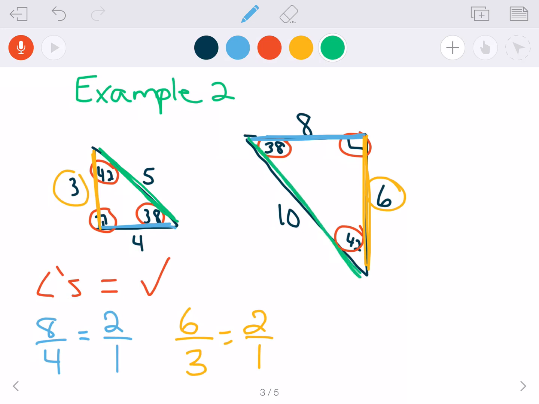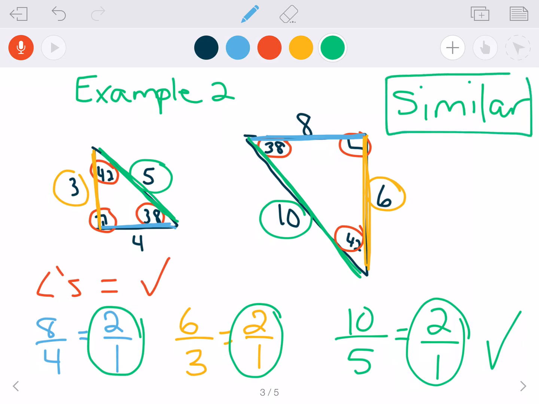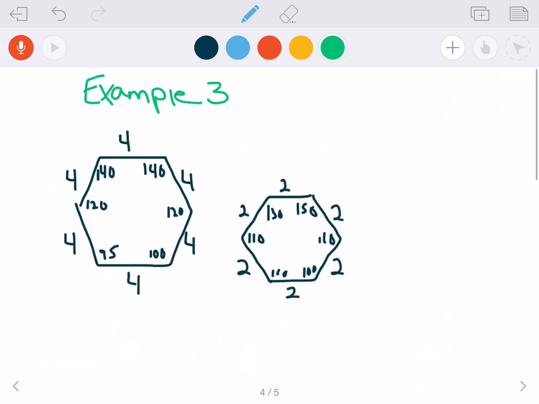And then we're going to look at this side length here, which we haven't talked about what it's called. It's called the hypotenuse. That does not really matter at this point. But it's the side length that connects 38 and 42. So when we look at that, we've got 10 and 5. So that also simplifies to 2 over 1. So because all of these equal 2 over 1, it fits both of those criteria. That means these two triangles are similar, meaning the sides are proportional and the angles are all exactly the same.